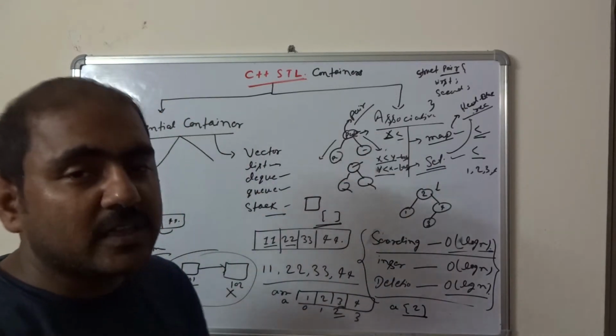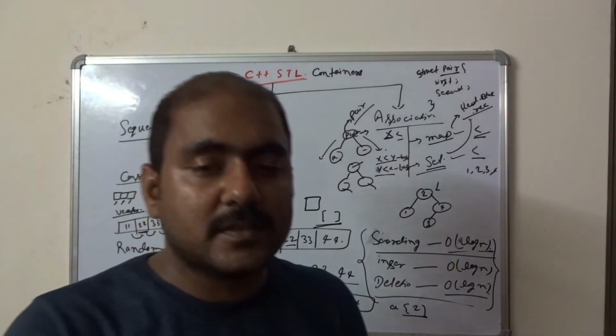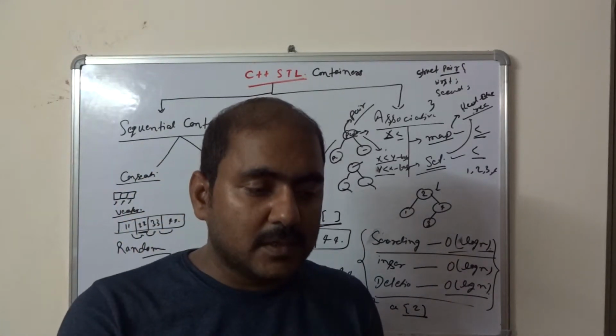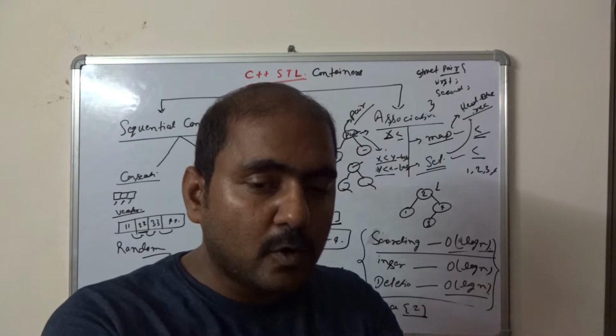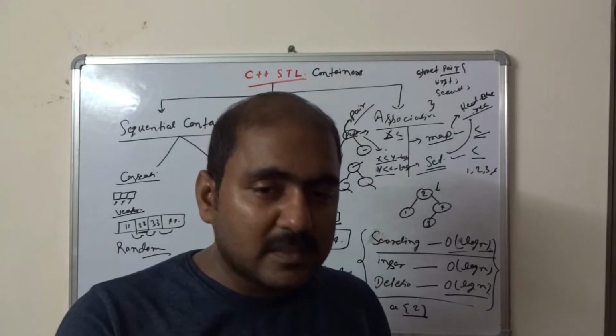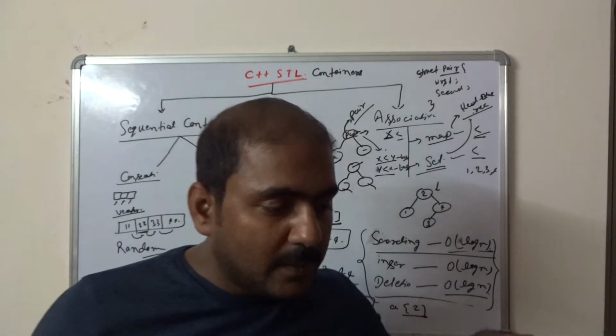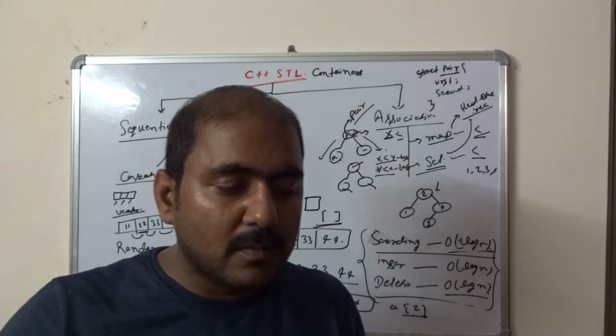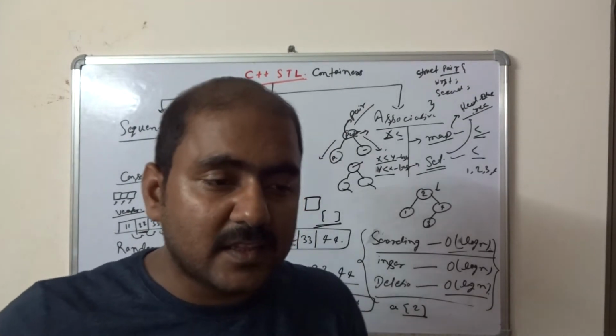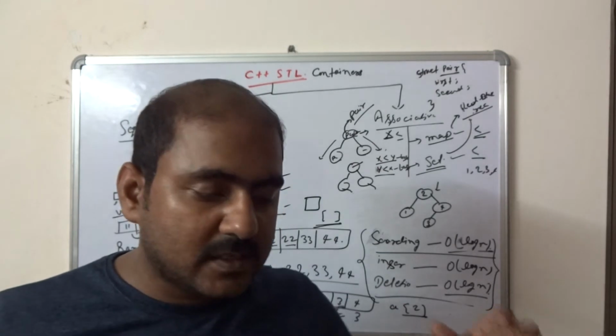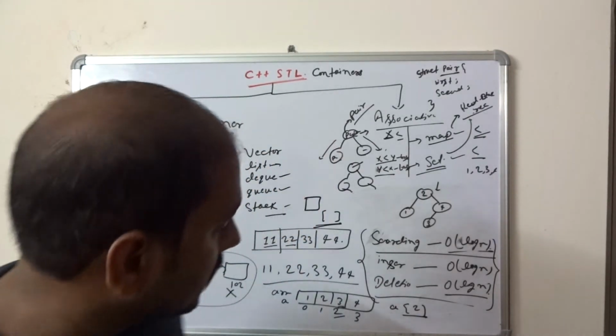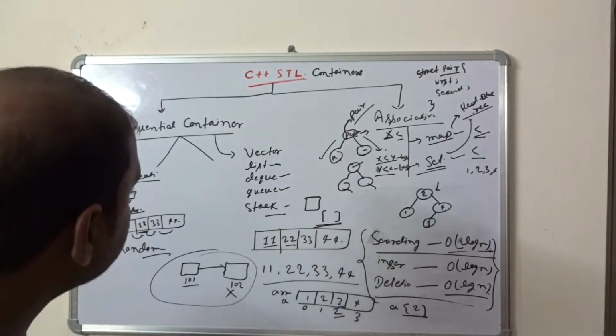Vector supports random access, but list does not, because list cannot go directly to that location, as its memory is not consecutive. If you want to go to the nth element, you have to traverse from the beginning only. This is the list property.